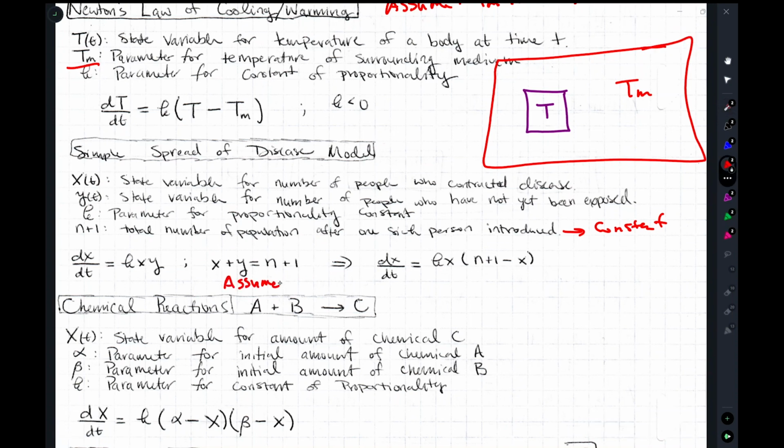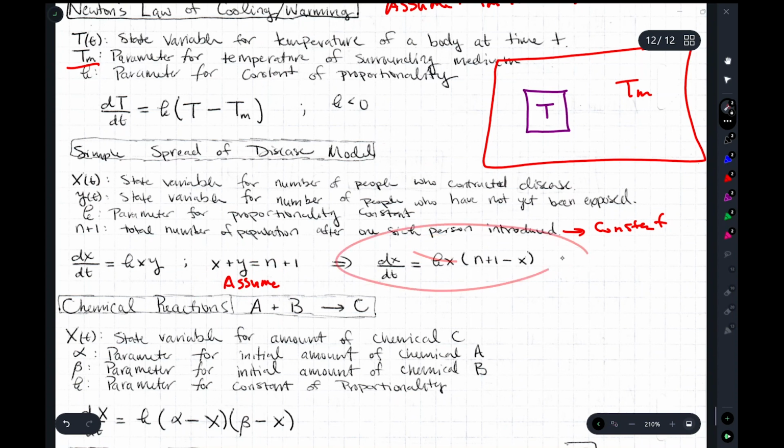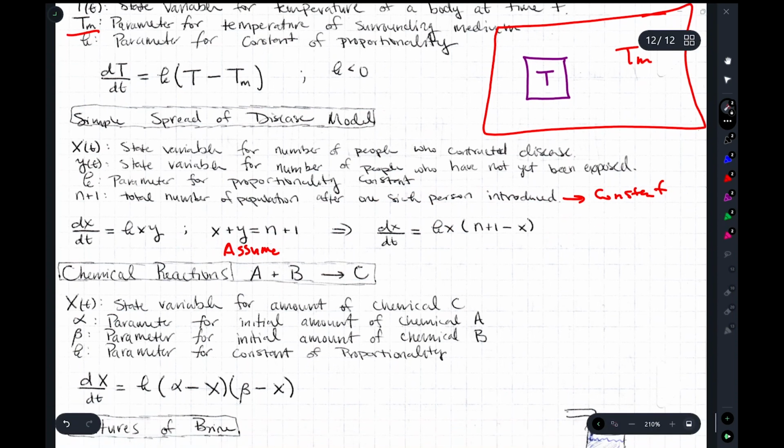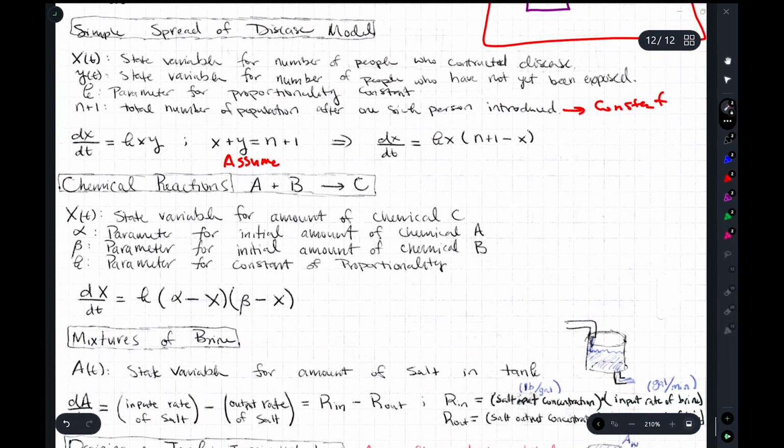That plus one is to add one sick person who came into a population of N not sick people. And this will allow us to solve for Y in terms of X, and we end up getting this differential equation right there. Now we have a differential equation for X.